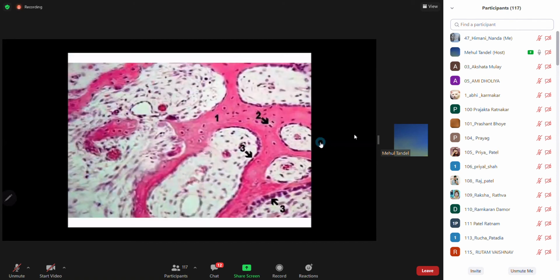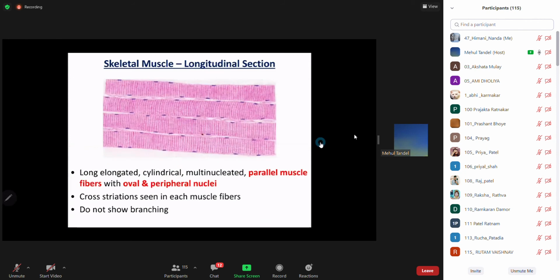Same thing, spongy bone. Number one is trabeculae. Number two is lacunae with osteocyte. Number three is endosteum, lining the bone marrow. Next can be asked.